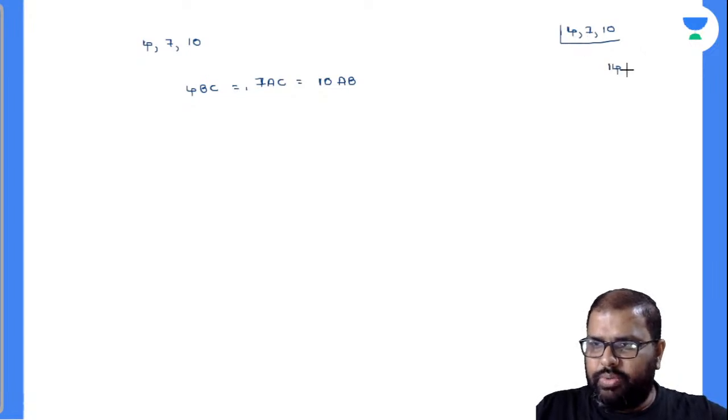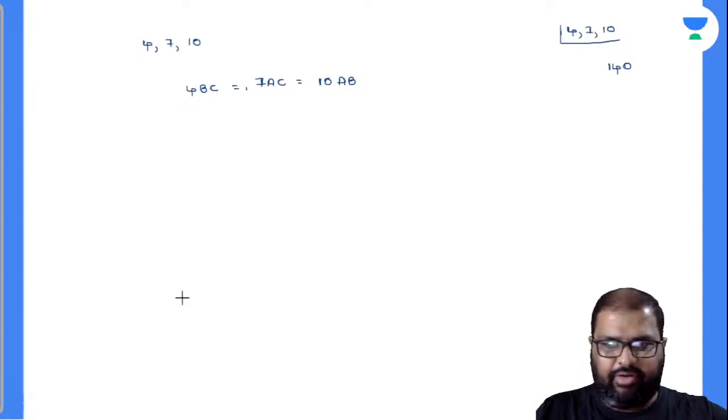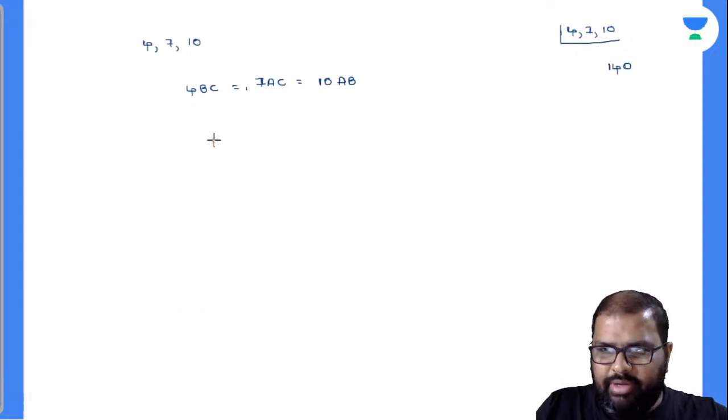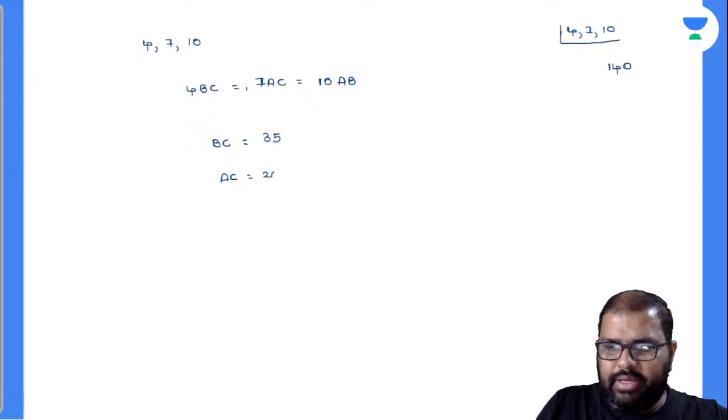Am I right or wrong? 2 into 5, now 4 into 5 is 20, 140. So 140 means, what will be my BC value? 140, so 4 threes are 12, 4 fives are 20. What will be my AC value? AC value will be 20. AB value will be 14.